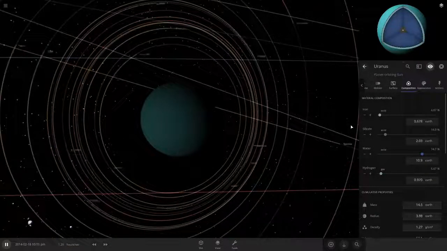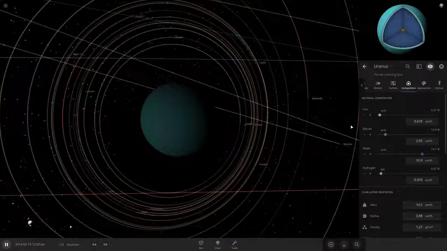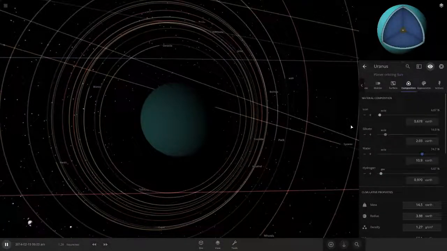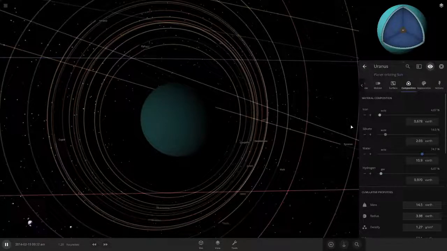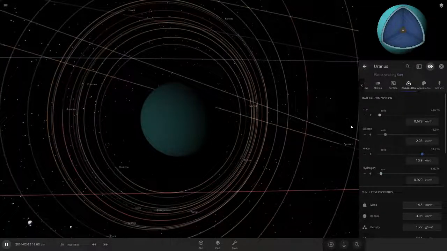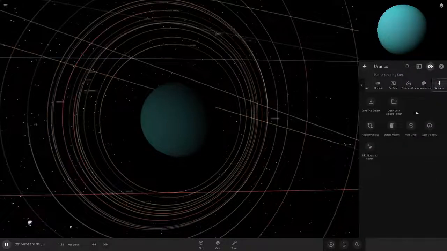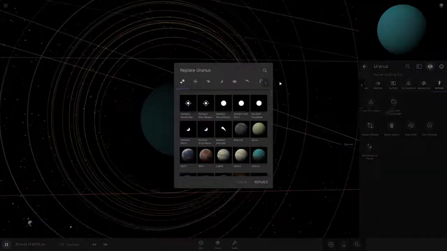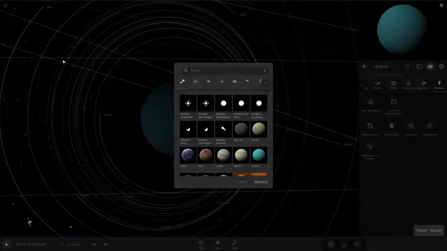Uranus has expelled gas from itself. What? I don't... Unfortunate to its namesake, Uranus has expelled gas from itself. I don't get it. Oh! Oh, that was a good idea.